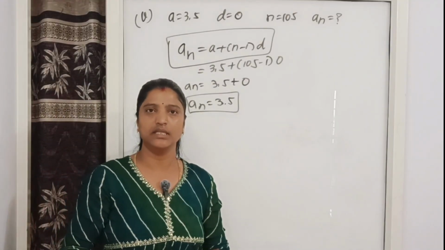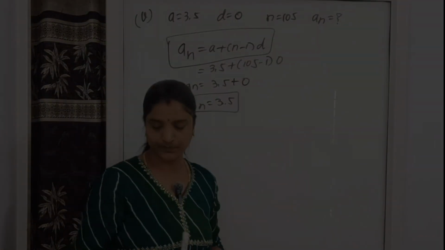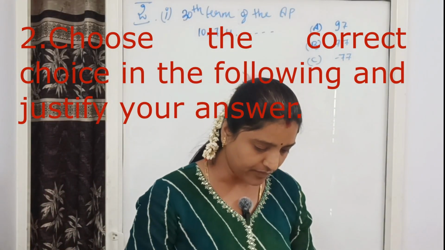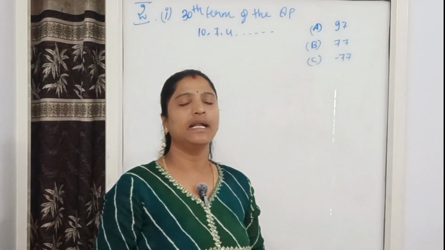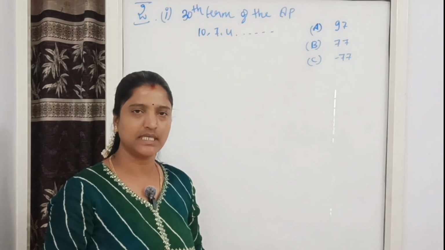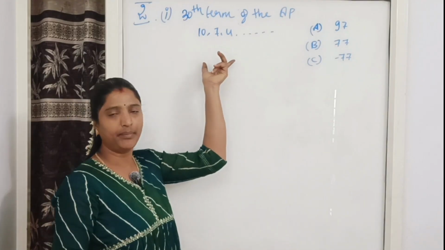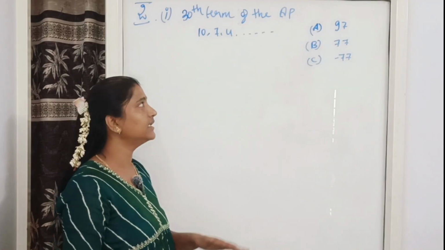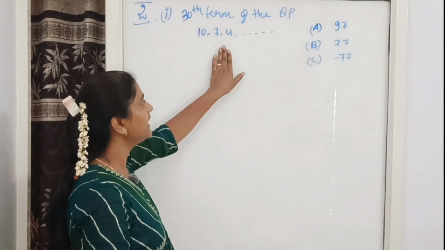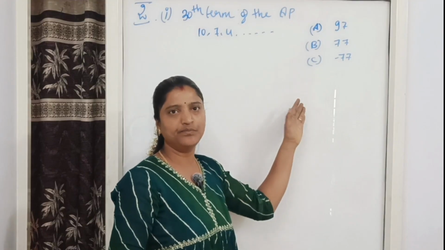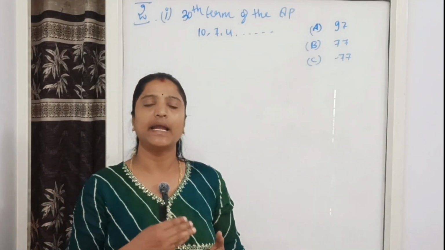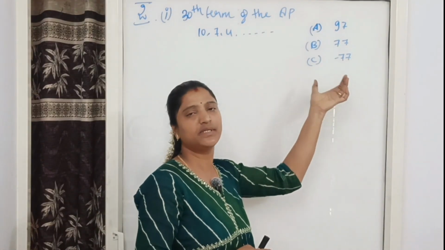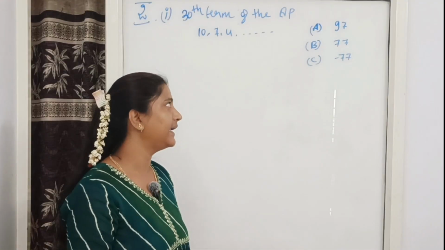Let us see the second question under exercise 5.2. The second question is, choose the correct choice in the following and justify. See, under the second question, there are two sub questions, and they gave an AP and they are asking for the 30th term of the AP. For the first question, the 30th term of this given AP, and they gave 3 options. See, here we need to find it out, then only can we check which one is correct. Don't go to tick directly.